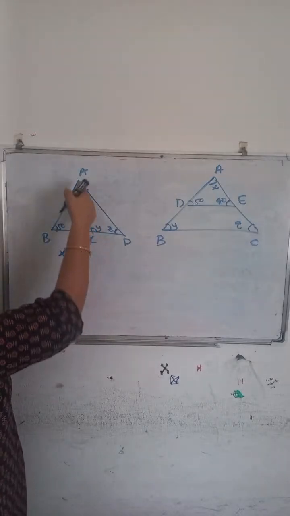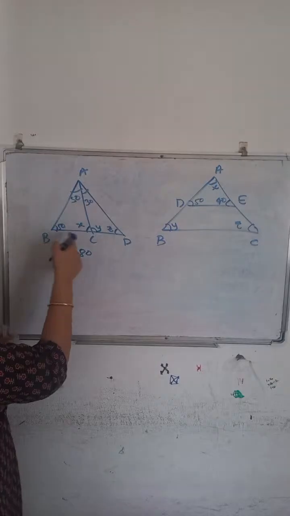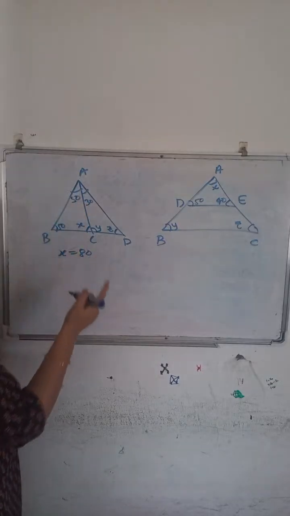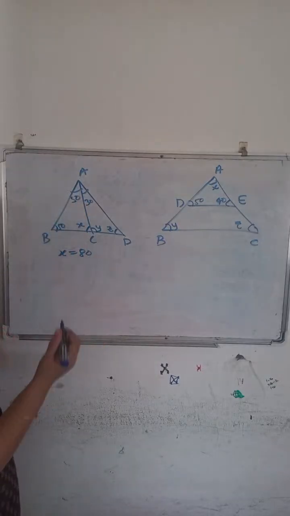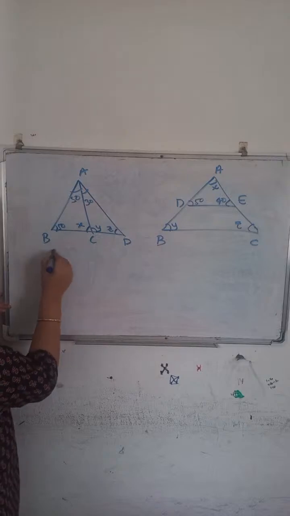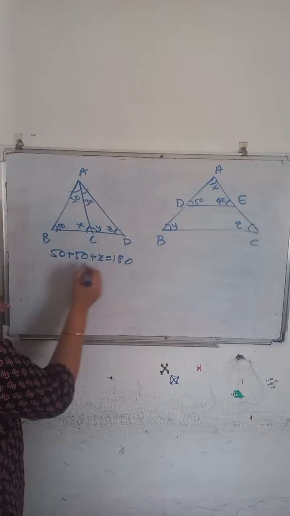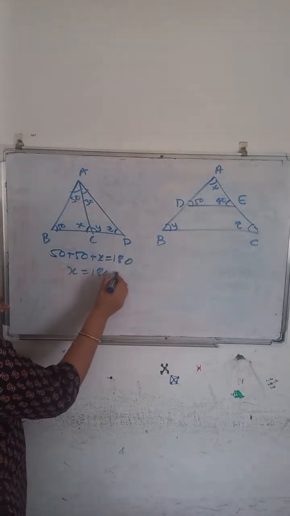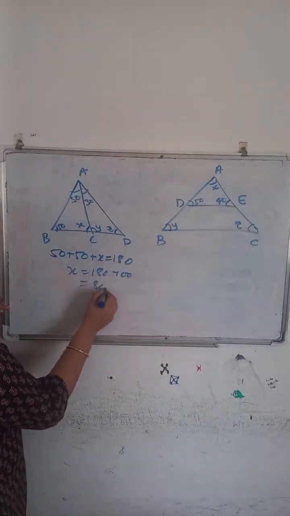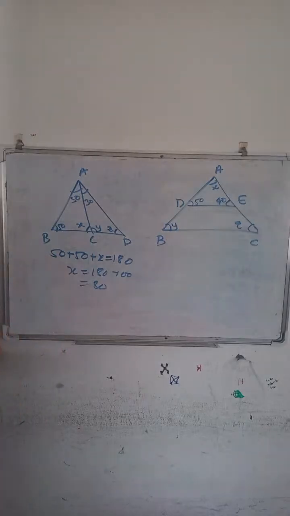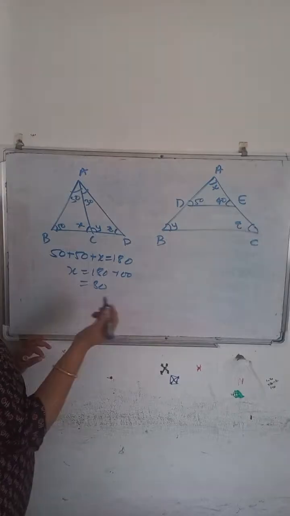No, because of the triangle angle sum property. A, B, C is a triangle and the triangle angle sum property is 180. So here, check: 50 plus 50 plus X is equal to 180. So X is equal to 180 minus 100, that is equal to 80. So here I get X as 80, and X and Y form a linear pair, no?